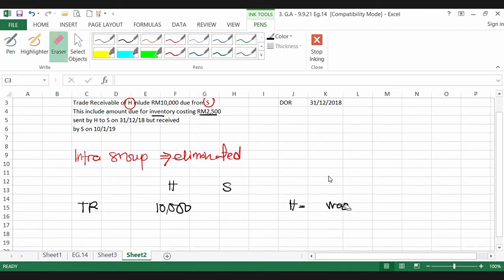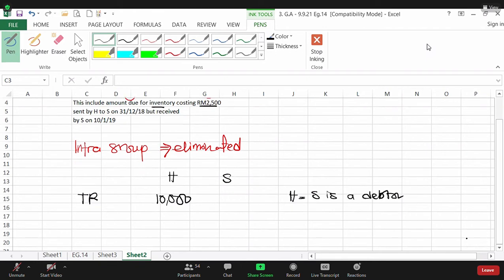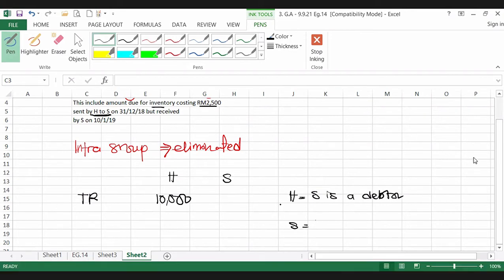Subsidiary is a debtor. So it means that subsidiary purchased goods from the holding. That's why holding sent the goods to the subsidiary. So in the subsidiary books, holding is a creditor. If you are debtor, it will be account receivable. If you are creditor, it will be account payable.